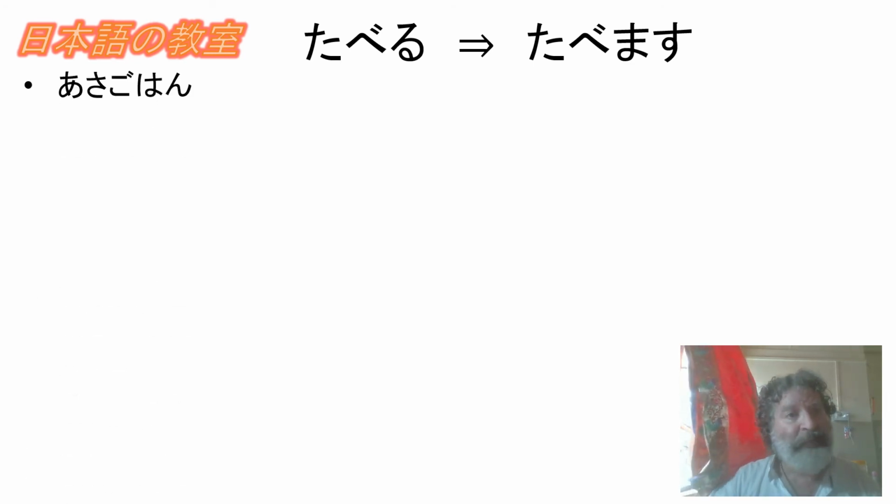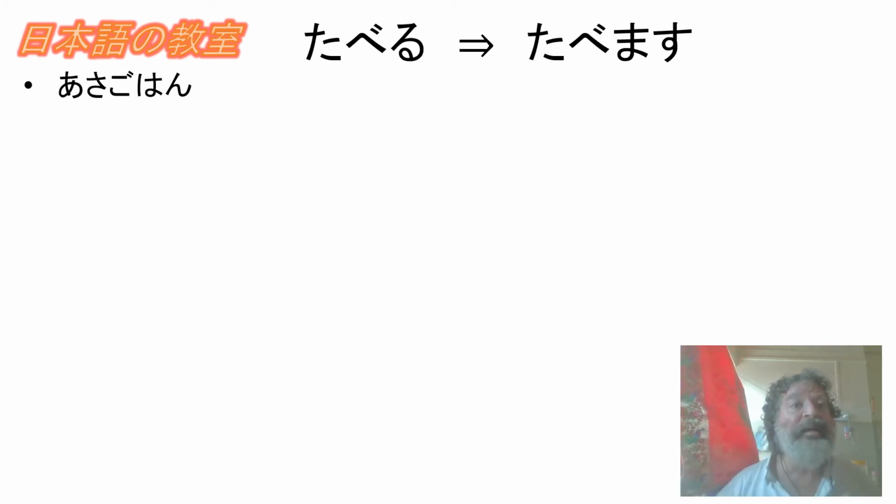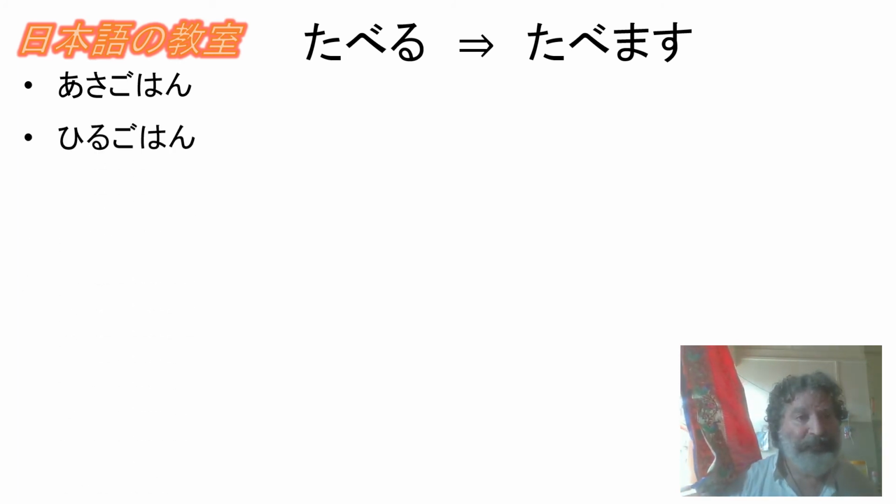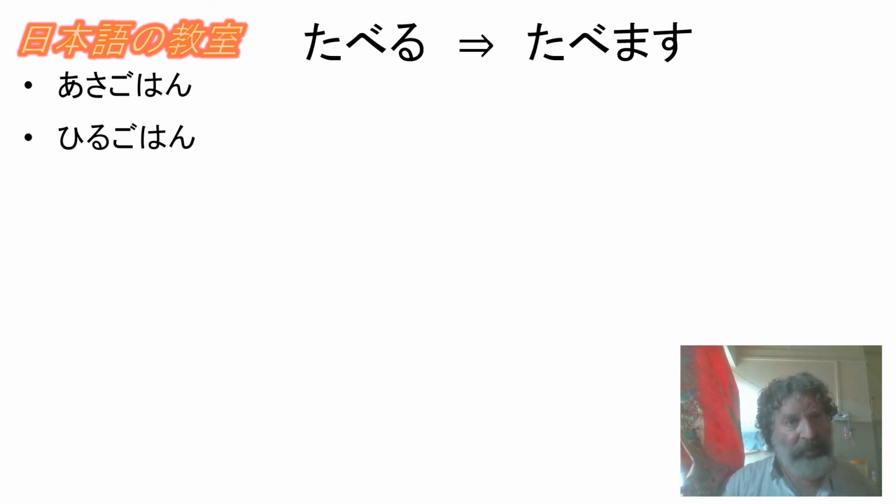朝ごはん. 朝ごはんを食べます. 朝ごはん is breakfast. Remember we saw asa no aisatsu, the morning aisatsu. This is asa gohan, breakfast. Hiru gohan. Hiru gohan o tabemasu. Nanji tabemasu ka?